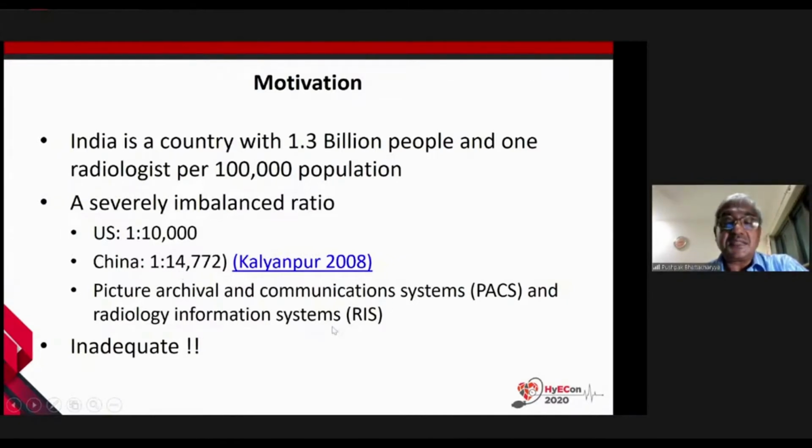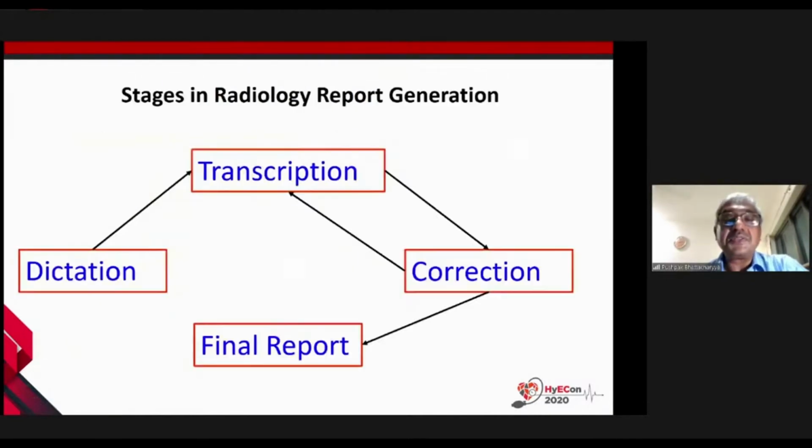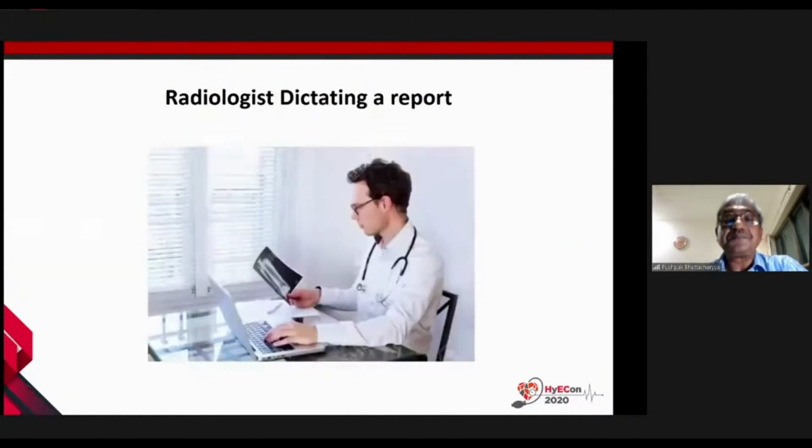Though PACS and RIS have been installed in hospitals, they are still proving to be inadequate compared to the demand on the radiologist's time. Now, the stages in radiology report generation are the following. There is dictation, which goes through a transcription stage, and that goes through correction. Correction and transcription can cycle, and finally the corrected and refined report is produced, which is given to the patient.